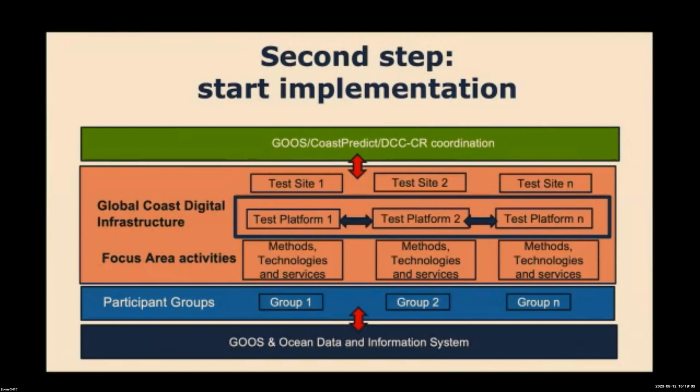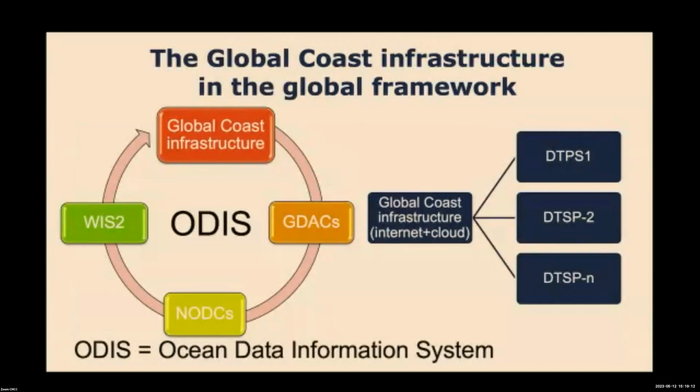We can't wait to do the experiment first and find out, oh, it was wrong, but we want to have it interactive, and that is the way. So what is the global coast infrastructure in the global net framework? We have a big framework, which is dealt with by IODE and partially GOOS, called the Ocean Data Information System. It's early, but it's already there.